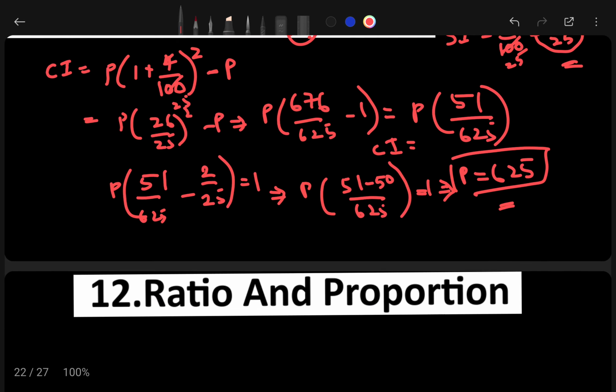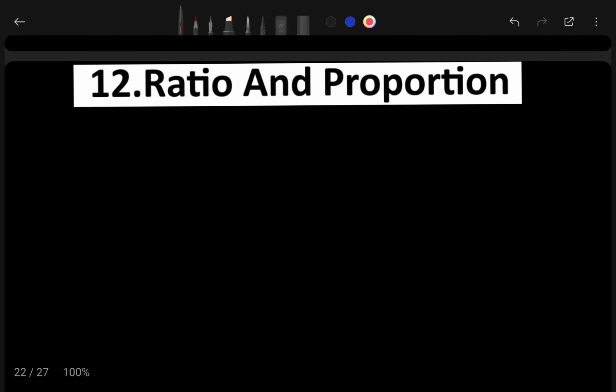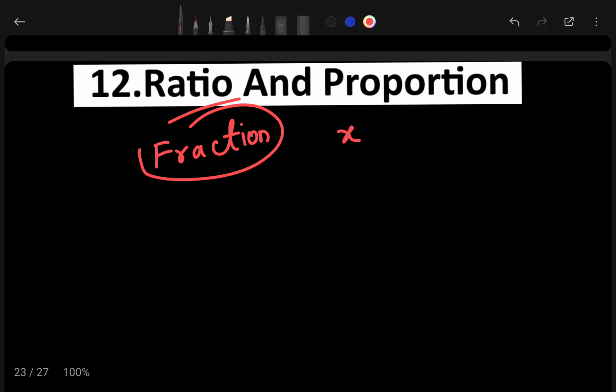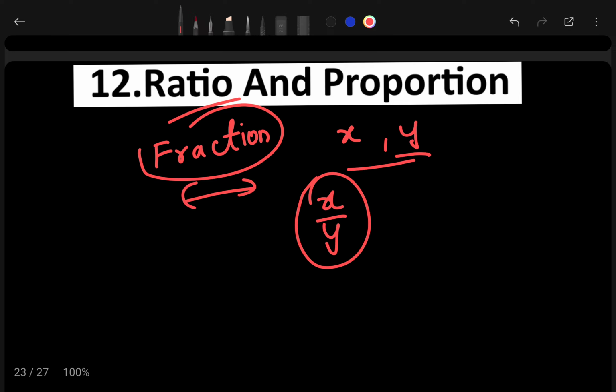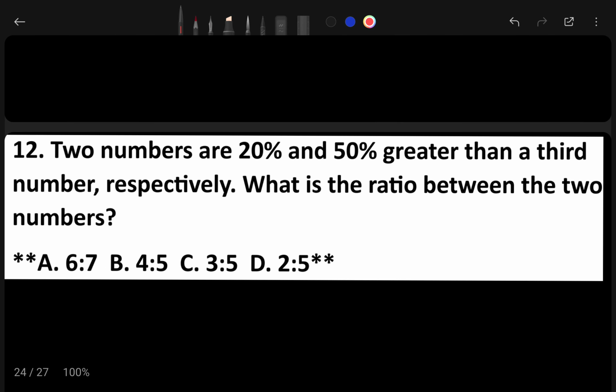Now we shall go for our last concept, ratio and proportion. In ratio and proportion there is nothing much. Ratio and proportion is just a rich copy of fractions. He will be giving you x, he will be giving you y. You should calculate x by y as a simple fraction by cancelling them. Simple. Now we shall go to the problem.